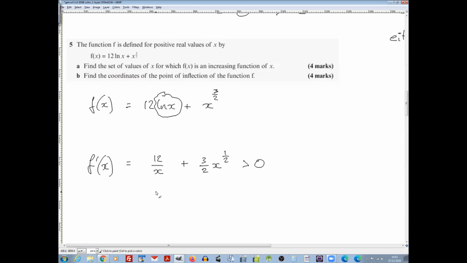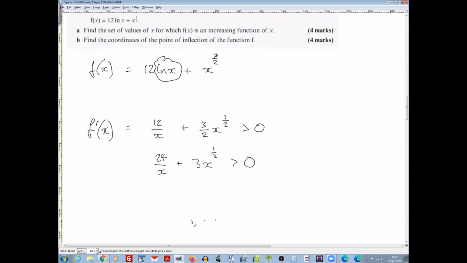We get 24 over x plus 3x to the half. What else could we do? What else could we multiply through by?